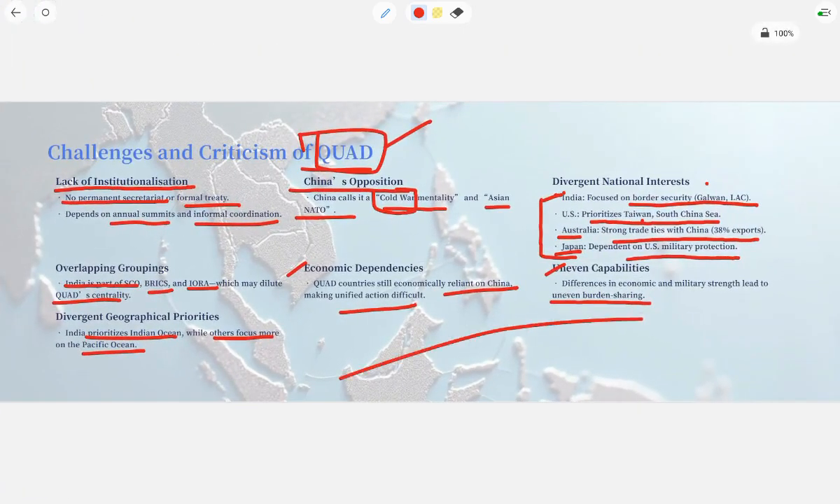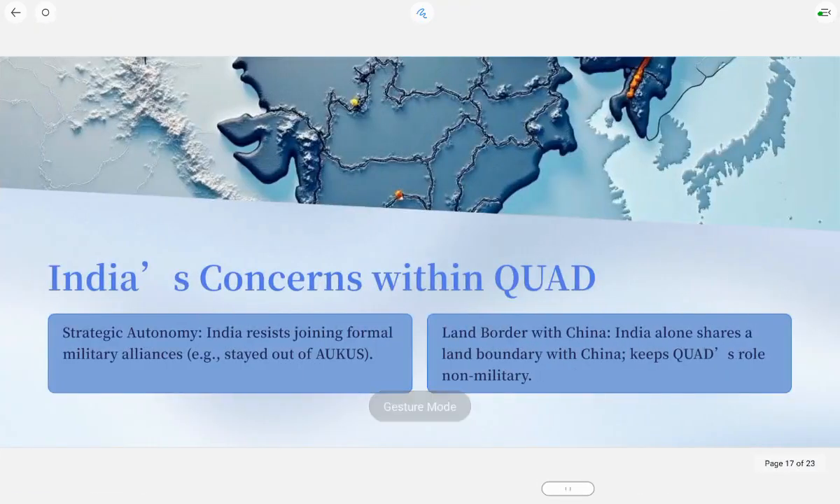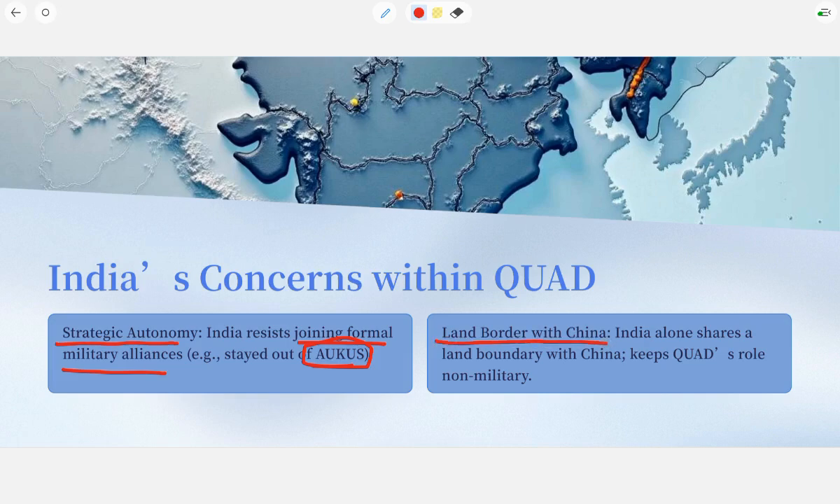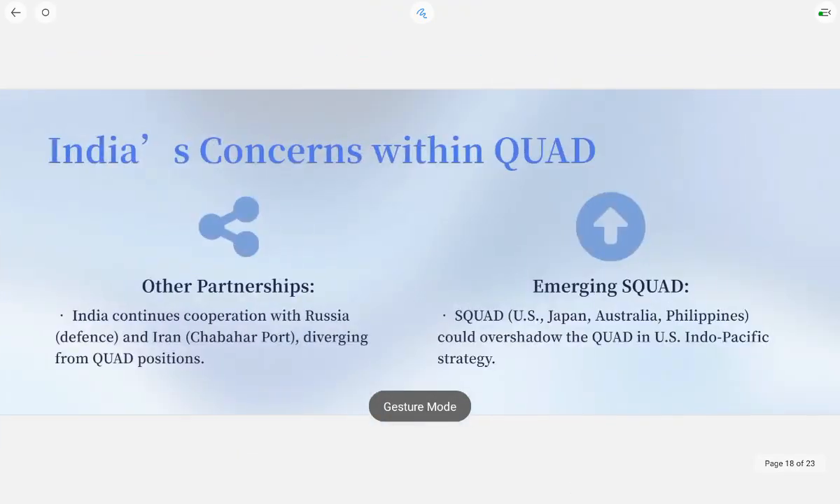Moving ahead, let's see India's concerns with Quad. Strategic autonomy. India resists joining a formal military alliance, that is AUKUS. AUKUS is a military alliance related to the Quad group, so India resists joining this. And also, the country should not be bound by all the laws. They should have some strategic autonomy. So this is the concern. And also the land border with China. We have already seen.